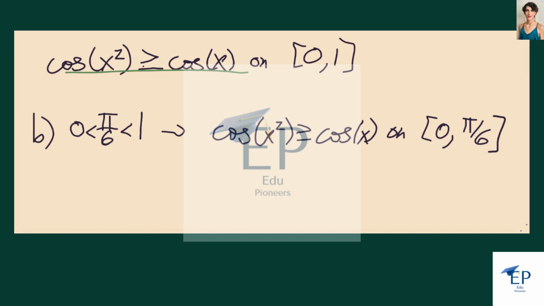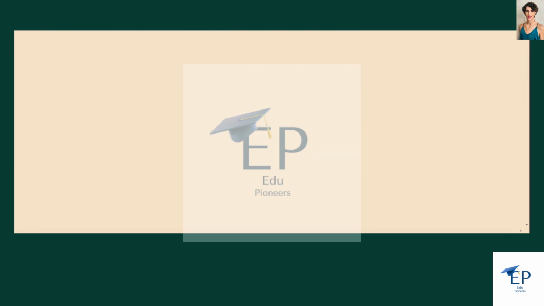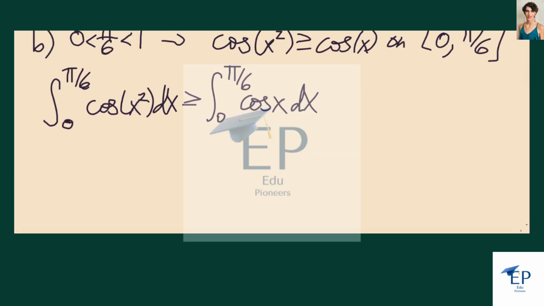And so we have the integral from 0 to pi over 6 of the cosine of x squared dx is going to be greater than or equal to the integral from 0 to pi over 6 of just the cosine of x dx. Now the left-hand side, we don't know a simple antiderivative for cosine of x squared. We do know we can rewrite the right-hand side as the integral from 0 to pi over 6.